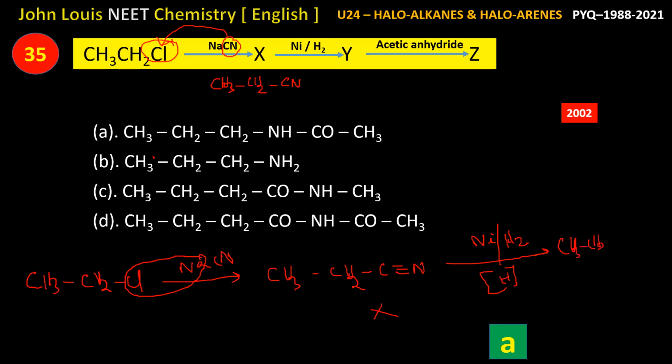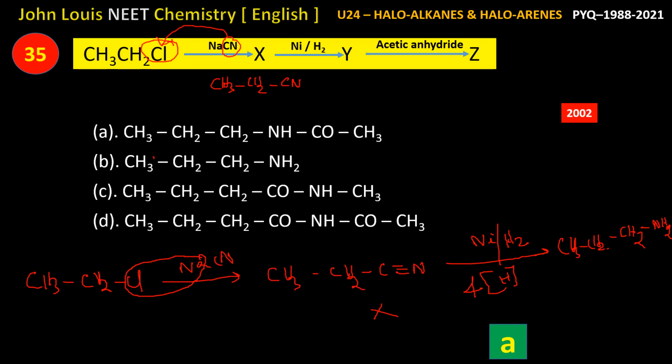CH3CH2, and here you will get CH2 where two hydrogens are added, and the triple bond becomes a single bond, and two more hydrogens are added to this nitrogen. See, altogether how many hydrogens are required? 4 hydrogens are required, which is supplied by Raney nickel. That is one of the reducing agents, nickel and hydrogen.